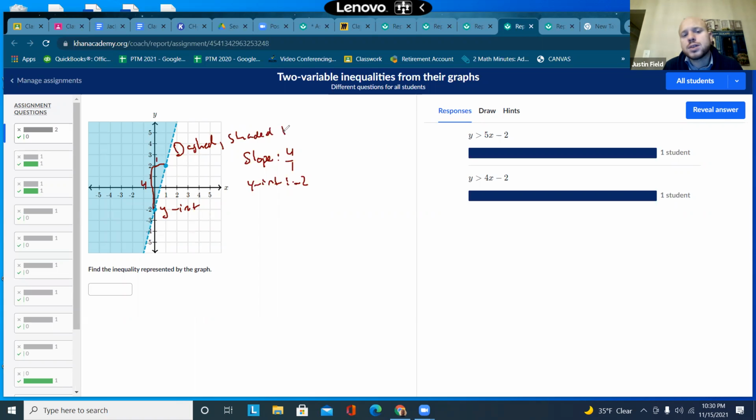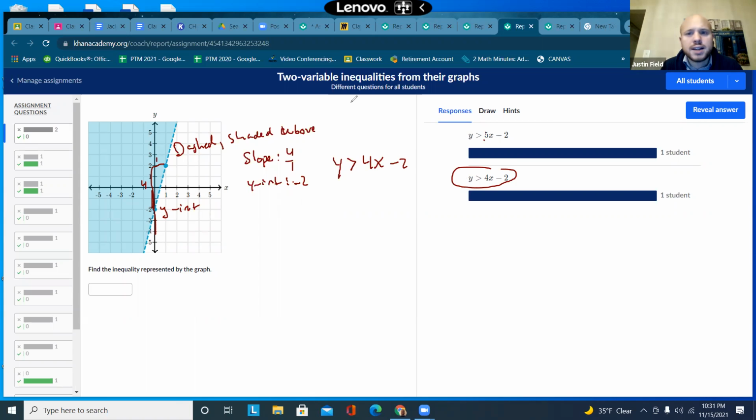Now, sometimes it can be difficult for some people to see whether it's shaded above or below. Not both of these, they messed up the slope there. But what I do is I just go to the y-intercept and I look up and I look down. Up is above and down is below. And this is shaded in the up area. So y is greater than or equal to 4x minus 2. This person was right.